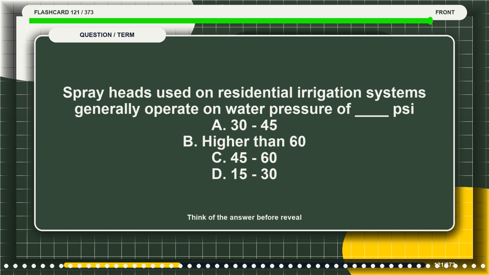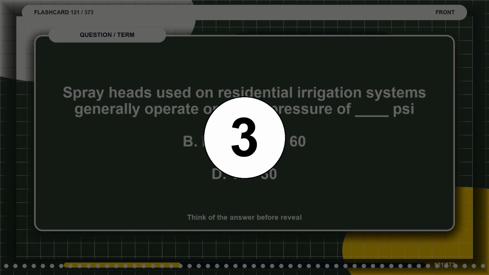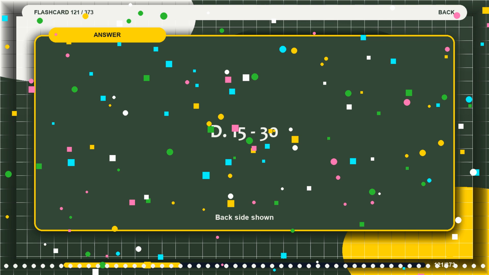Flashcard 121. Spray heads used on residential irrigation systems generally operate on water pressure of blank psi. A. 30-45. B. Higher than 60. C. 45-60. D. 15-30. Think of the answer before the reveal. The answer is D. 15-30.